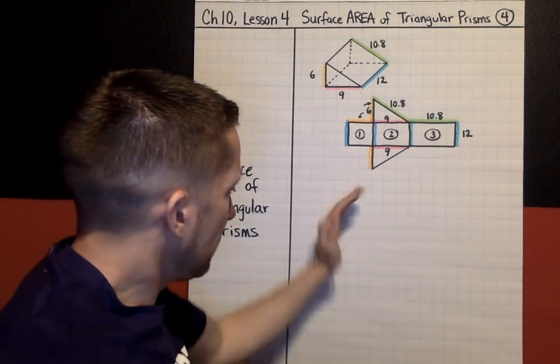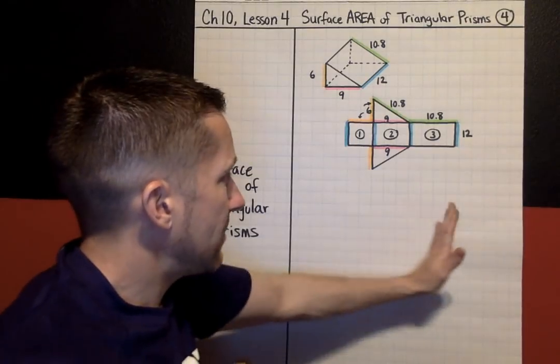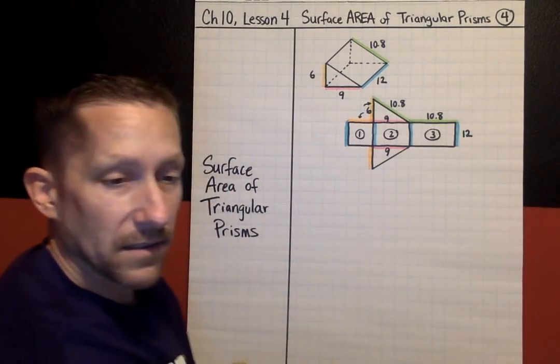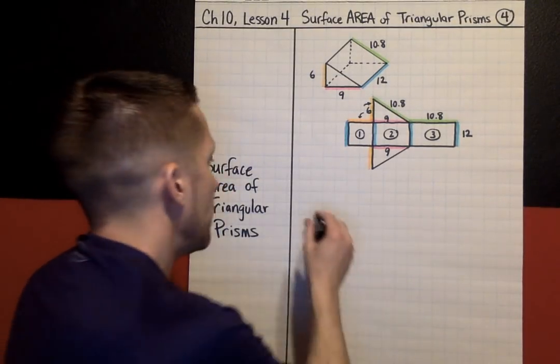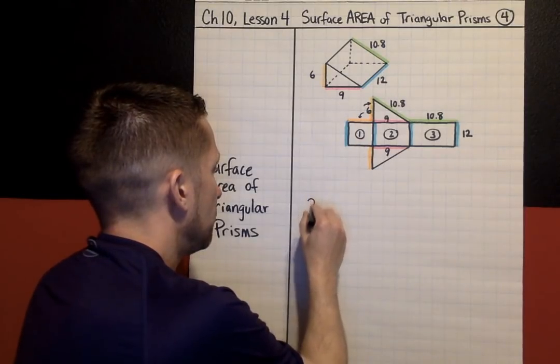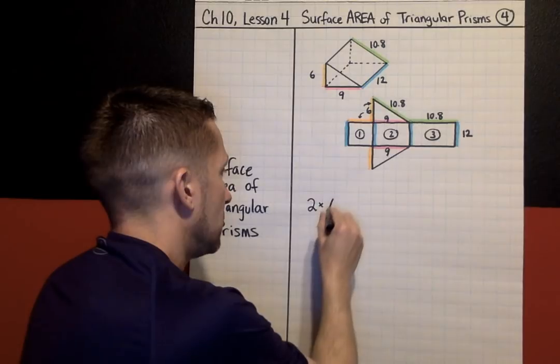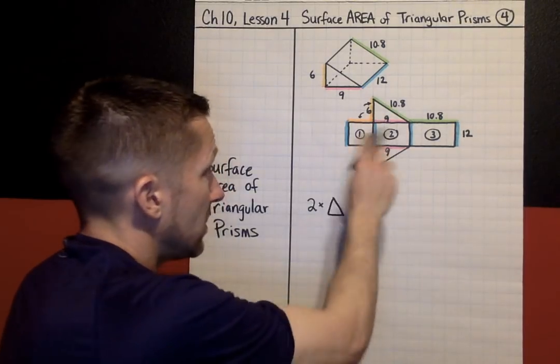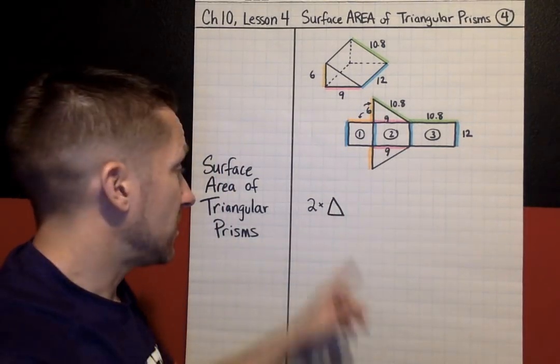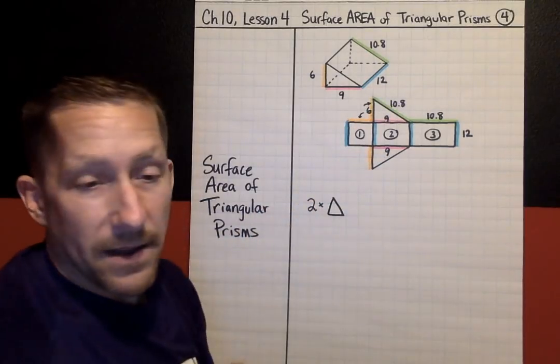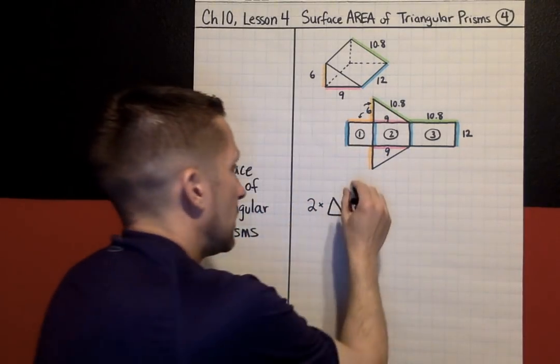And instead of my work going down like usually, today it's going to go across a little bit. You should always have 2 triangles. You are always going to have 2 triangles in your surface area for a triangular prism. Always.